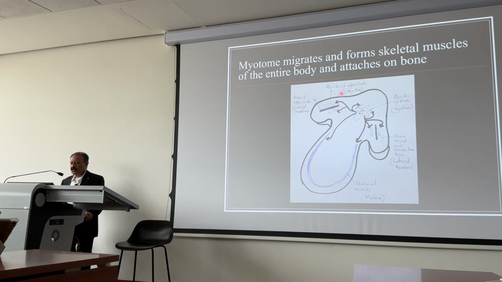This is just to show you that myotome migrates and forms skeletal muscles of the entire body and attaches on the bone. This is just to show you how the nerves are going along with the myotome. Some of the muscles, you will learn it. The 3 nerves are going for a muscle. Sometimes 1 nerve, sometimes 2 nerves, 3 nerves are going.